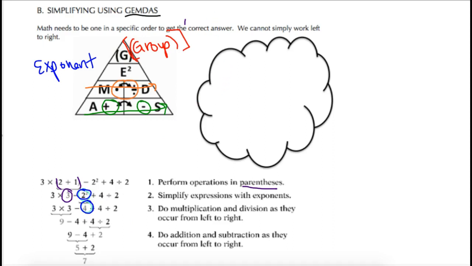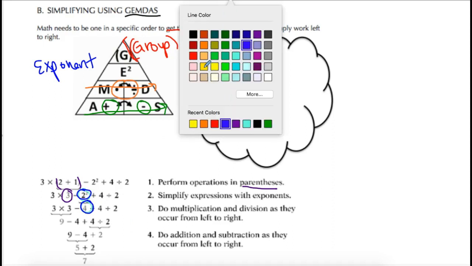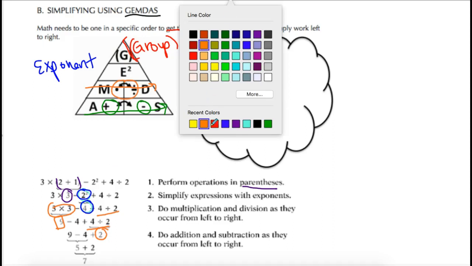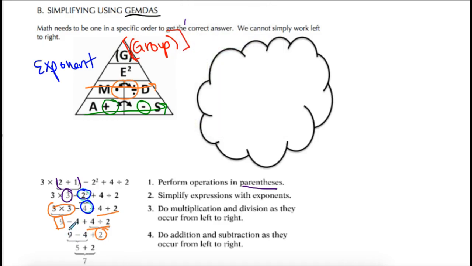We're going to do multiplication and division in the order that they occur, meaning from left to right. So I did 3 times 3 to give me 9. And then 4 divided by 2 to give me 2. From there, I now do addition and subtraction in the order that they occur, which means from left to right. So 9 minus 4, which is 5, plus 2, which gives me 7. The answer to this one is 7.